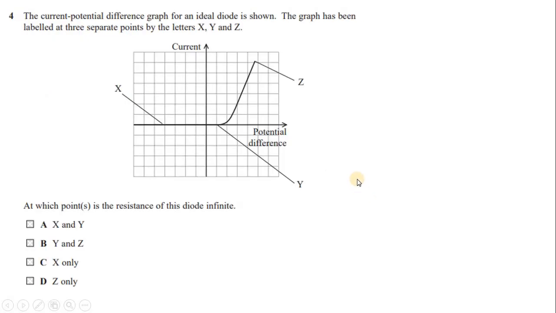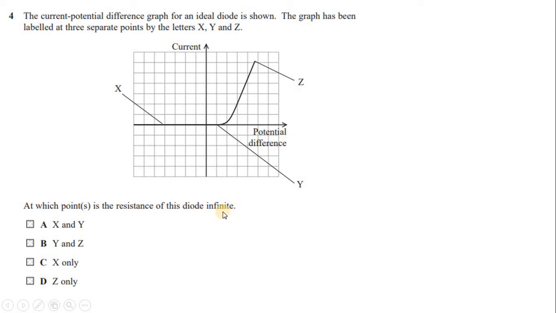Question number 4. The current potential difference graph for an ideal diode is shown. The graph has been labeled at 3 separate points by the letters X, Y, and Z. This is a diode graph, a typical ideal diode graph. Okay, so potential difference and current. At which points is the resistance of this diode infinite?